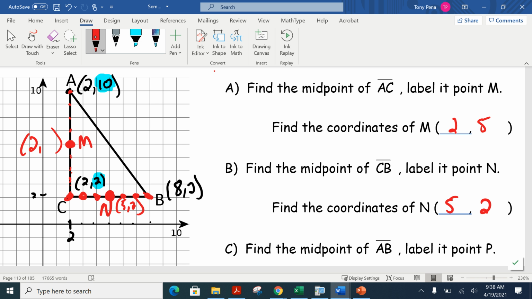Let's just count. I'm at two, so then I go 1, 2, 3, 4, 5, 6. So aren't we up there at 6? Sorry, that's my fault too. I should have caught that in the first place. Yeah, that should be 2, 6. And then the other one is good, the 5, 2.